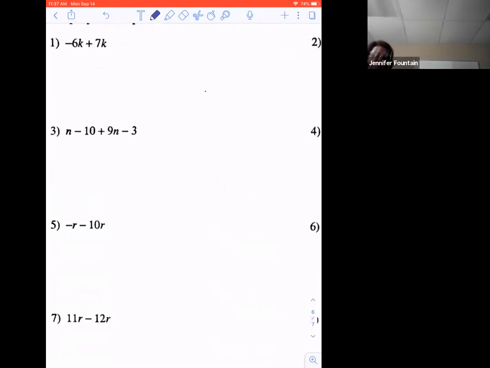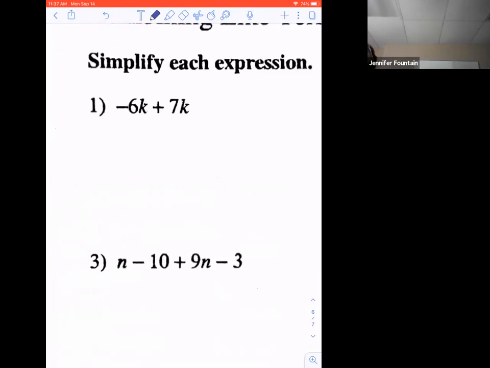Let's look at combining like terms. Remember like terms? When we talk about a constant, what is a constant? The one in front of the variable? No, not the one in front of the variable. That's a coefficient.